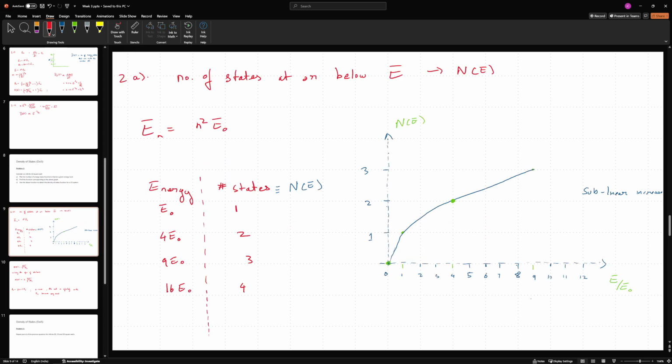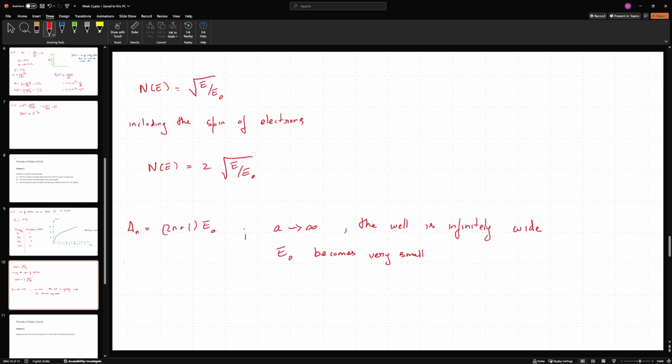So in that case, if I were to plot this graph against E, I will notice that these points, as A becomes larger and larger, will start becoming closer and closer. In the limit A tending to infinity, this graph will become a continuous graph, and that graph will have this function, square root of 2E by E naught. So now I will be able to confidently tell you that.